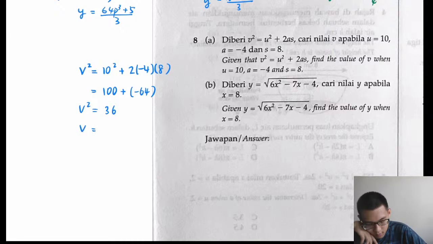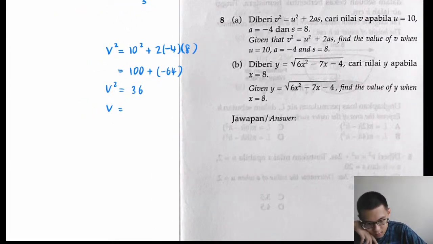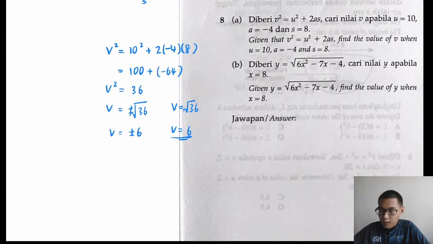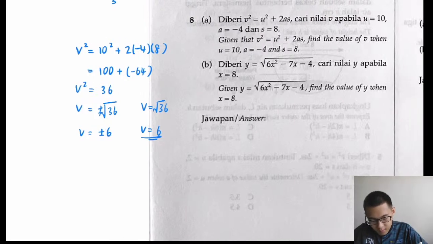So my v could be positive or negative 6. But in our syllabus, we just know that v square is 36, and positive, I think positive. I need to check whether in Form 1 we have already learned that the square root gets positive and negative. So we check the answer.